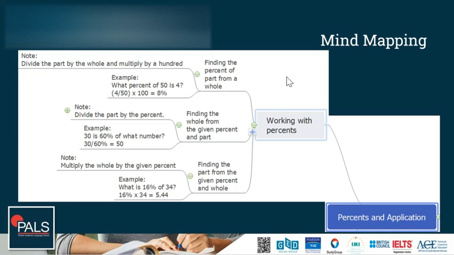In finding the percent of a part from a whole, a simple instruction is here. Divide the part by the whole and multiply by 100. For example, what percent of 50 is 4? So 4 divided by 50, then times 100, then we have 8%.